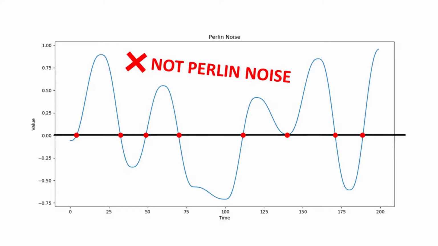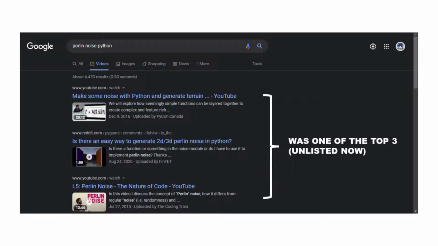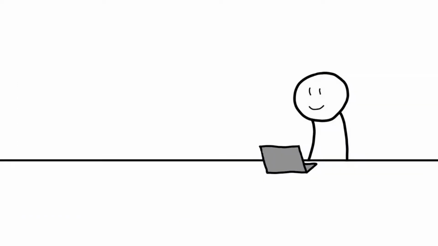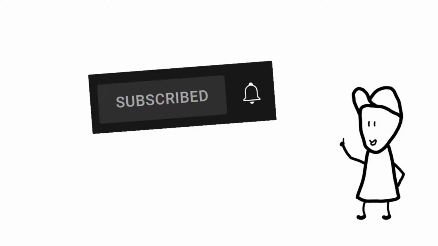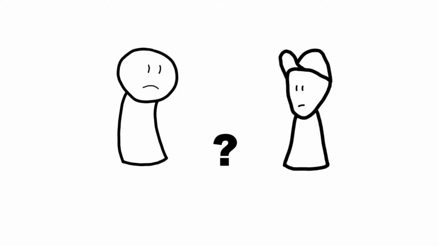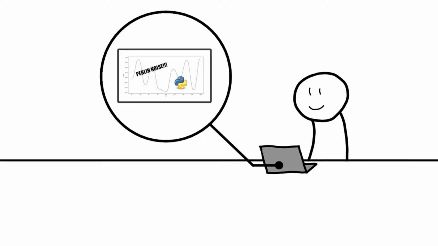The worst part is that my video ranks pretty high for Google searches related to Perlin noise in Python, and so there were a lot of people who probably watched that video and used my code. In fact, if you are subscribed to the channel and you don't know me in real life, there's a pretty good chance that you found my channel through that video.